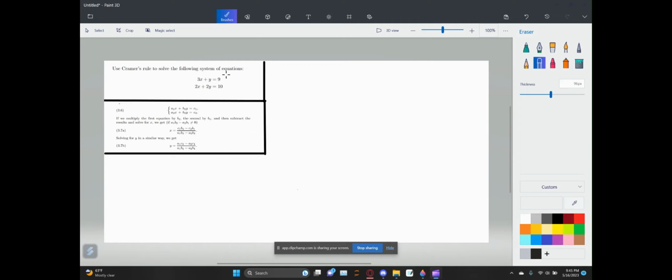Now, I was less than confident with Cramer's rule at the time because I believe we just learned it. So I did not choose this problem, but I'm going to be revisiting and walking us through it today.